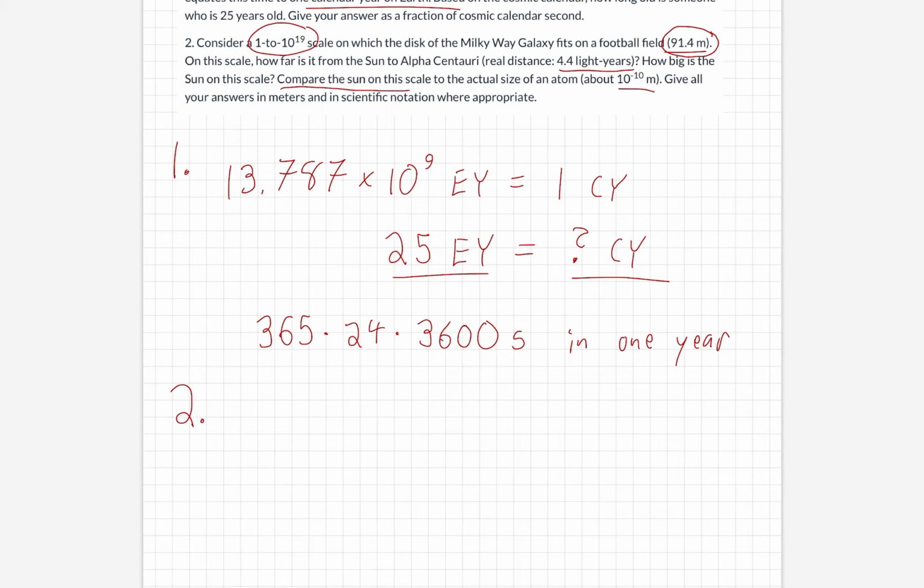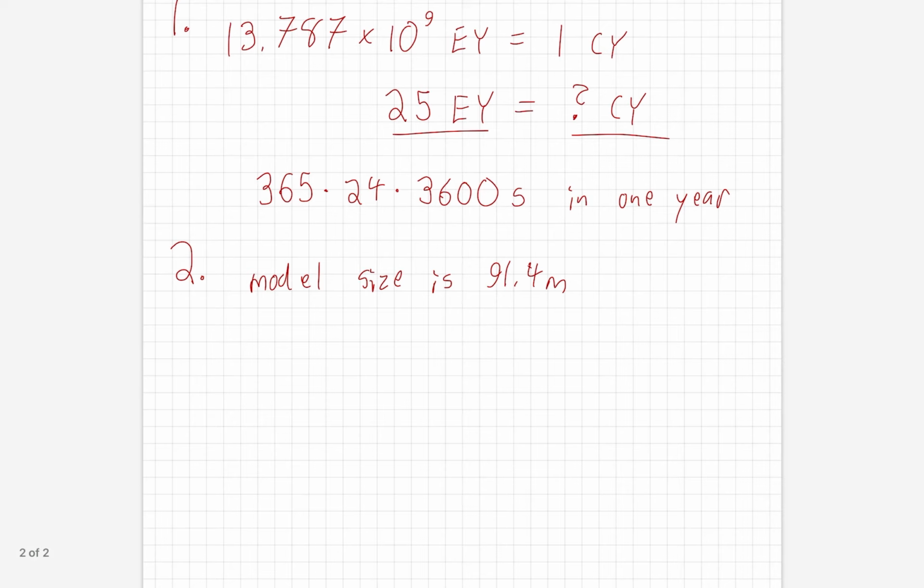So in other words, you have to say, okay, if the model size is 91.4 meters, then to get the actual size of the galaxy, the galaxy size is going to be equal to 91.4 meters simply multiplied by the scale factor, which is 10 to the 19. That's going to give you the size of the galaxy in meters.